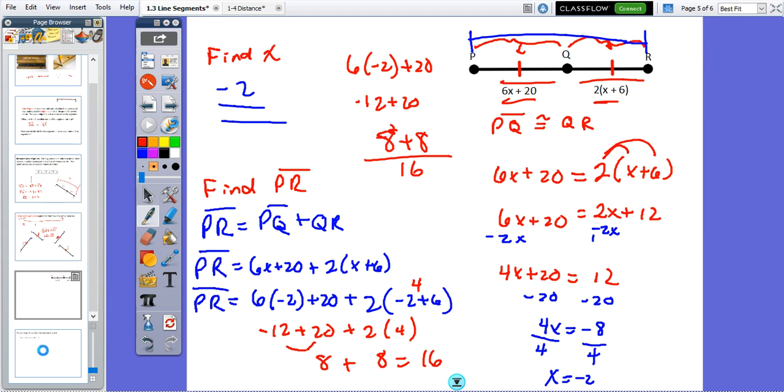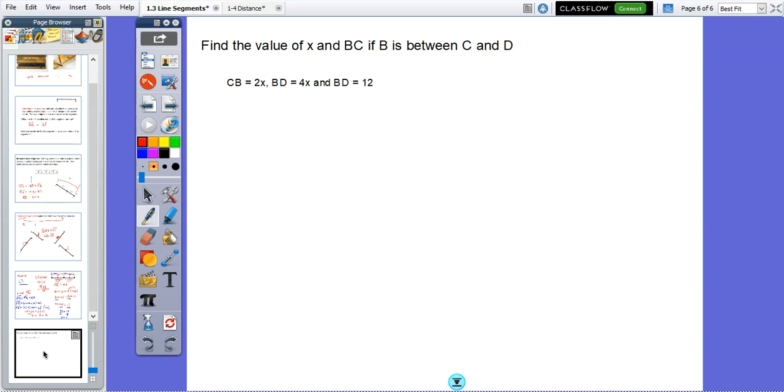The last example that we had here was a little word problem. It says find the value of x and BC if B is between C and D. So they don't give you a picture this time to refer to. So you're going to have to create one for yourself. So here we're going to just draw a line. That's a bad line, man. The later I do this, the harder these lines get. All right, so I got endpoint C, endpoint D, and B is just somewhere between.